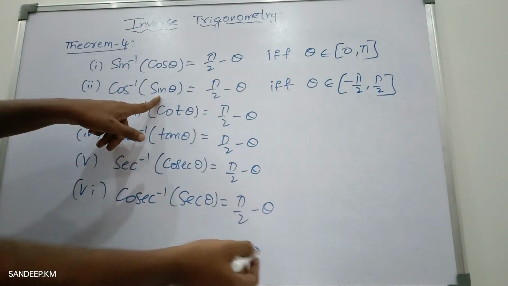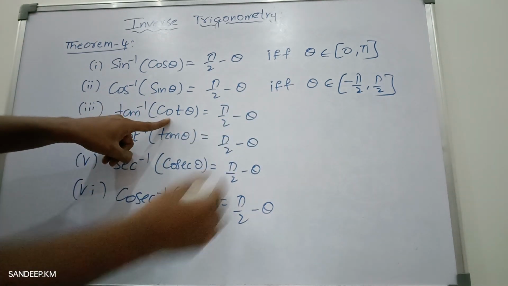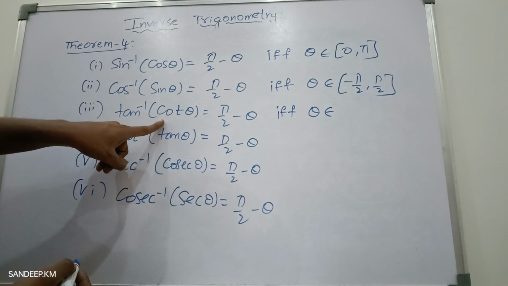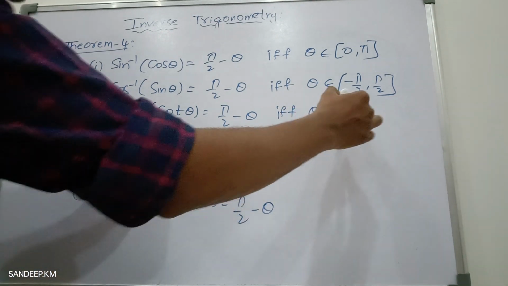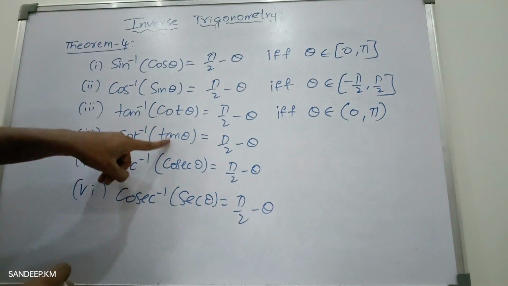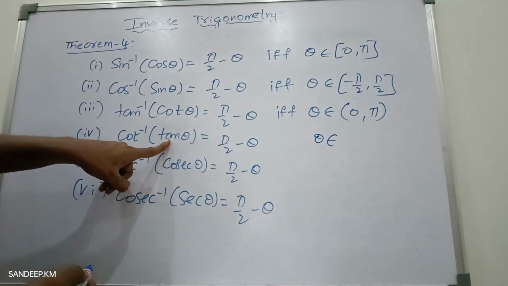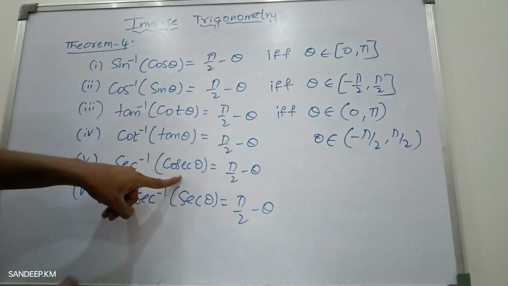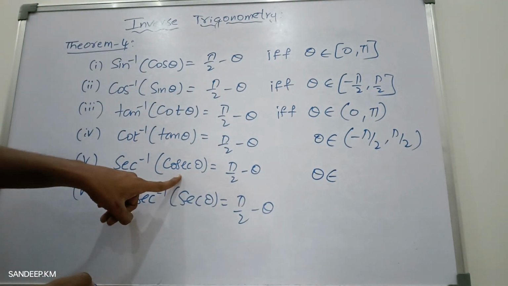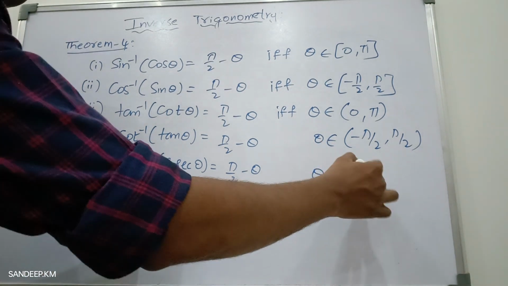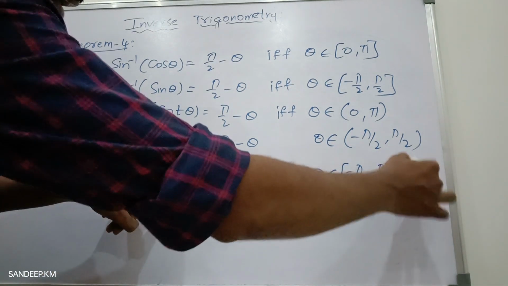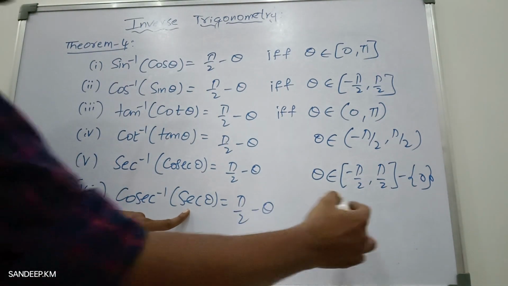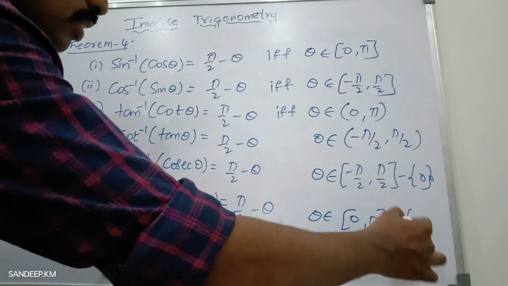Now I think you can complete it for the remaining. So in this case, what is theta, dear students? If and only if theta belongs to the restricted domain of cot function. What is the restricted domain of cot function? Between 0 and pi. And here theta belongs to the restricted domain of tan function, that means between minus pi by 2 and plus pi by 2. And here theta belongs to the restricted domain of cosec function. What is it? Between minus 90 and plus 90 except 0. And here theta belongs to 0 to pi except pi by 2.